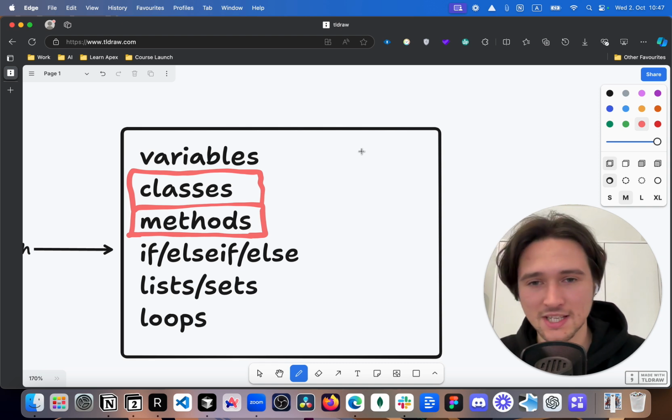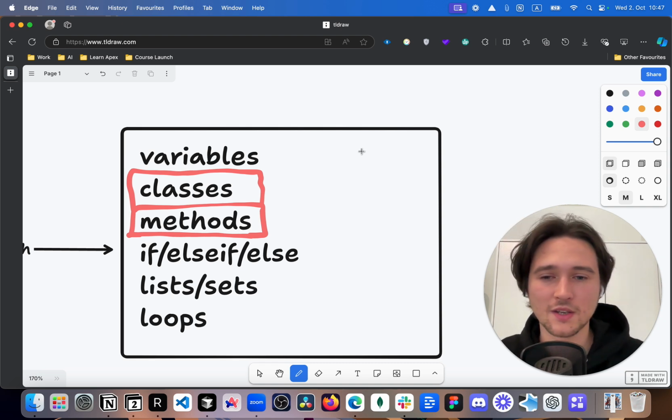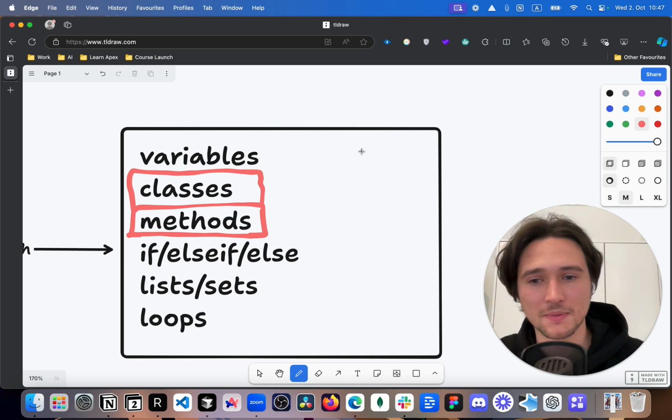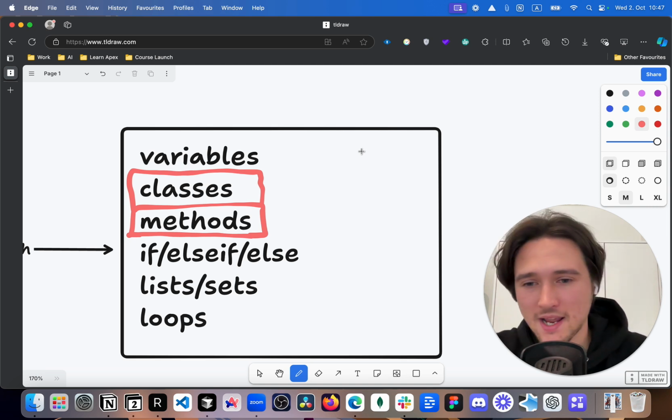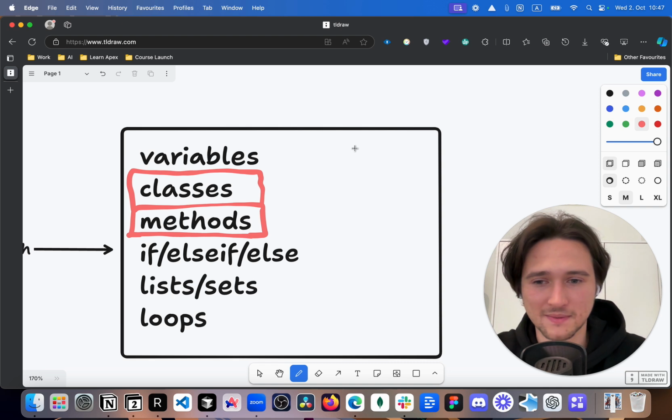I tell you, this is such a fundamental thing that without it, you won't be able to do anything in Apex without understanding methods, anything. It's like building a house without a foundation. You can't.